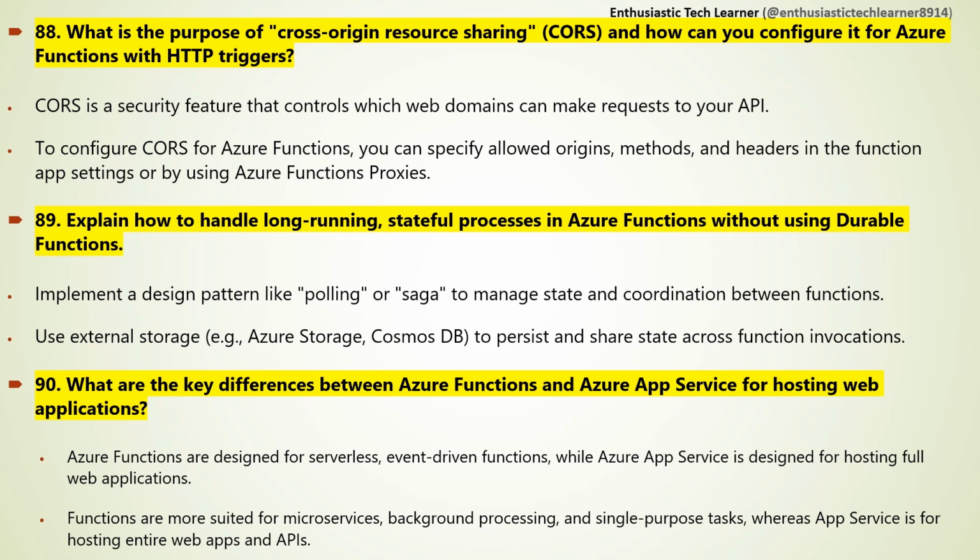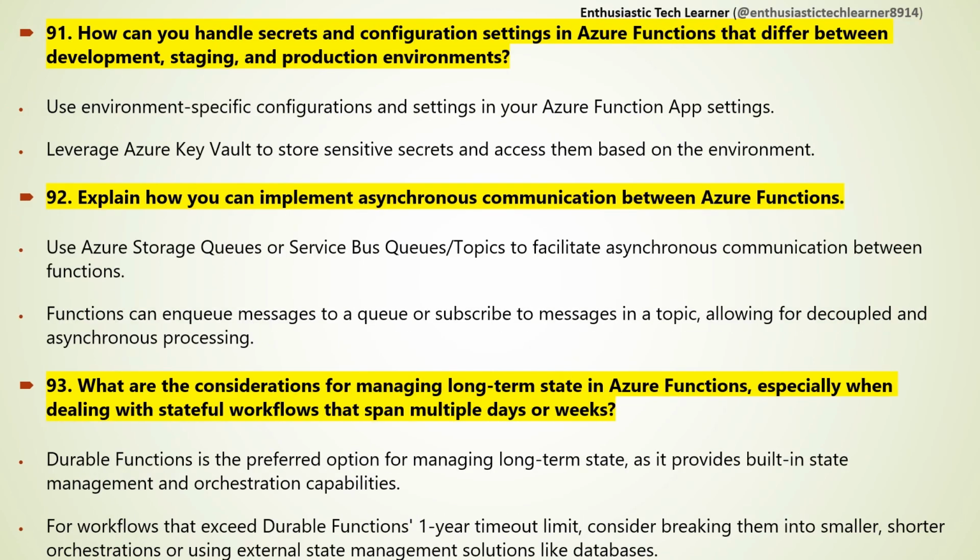How can you handle secrets and configuration settings in Azure Functions that differ between development, staging, and production environments? Use environment-specific configurations and settings in your Azure Function app settings. Leverage Azure Key Vault to store sensitive secrets and access them based on the environment.